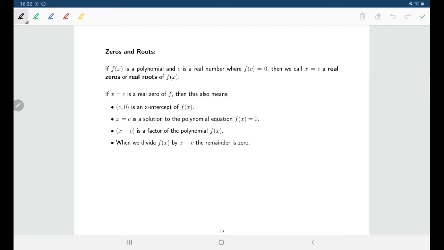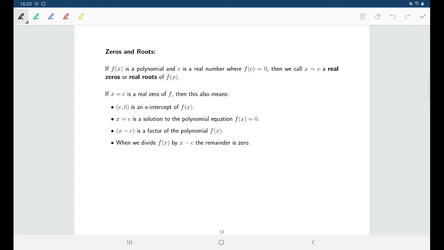Welcome back. In the next part of this lecture, we'll be talking about zeros and roots and end behavior for polynomials. So to begin with, when we're talking about a polynomial's zeros, we are talking about the values of x that make the polynomial equal to 0.